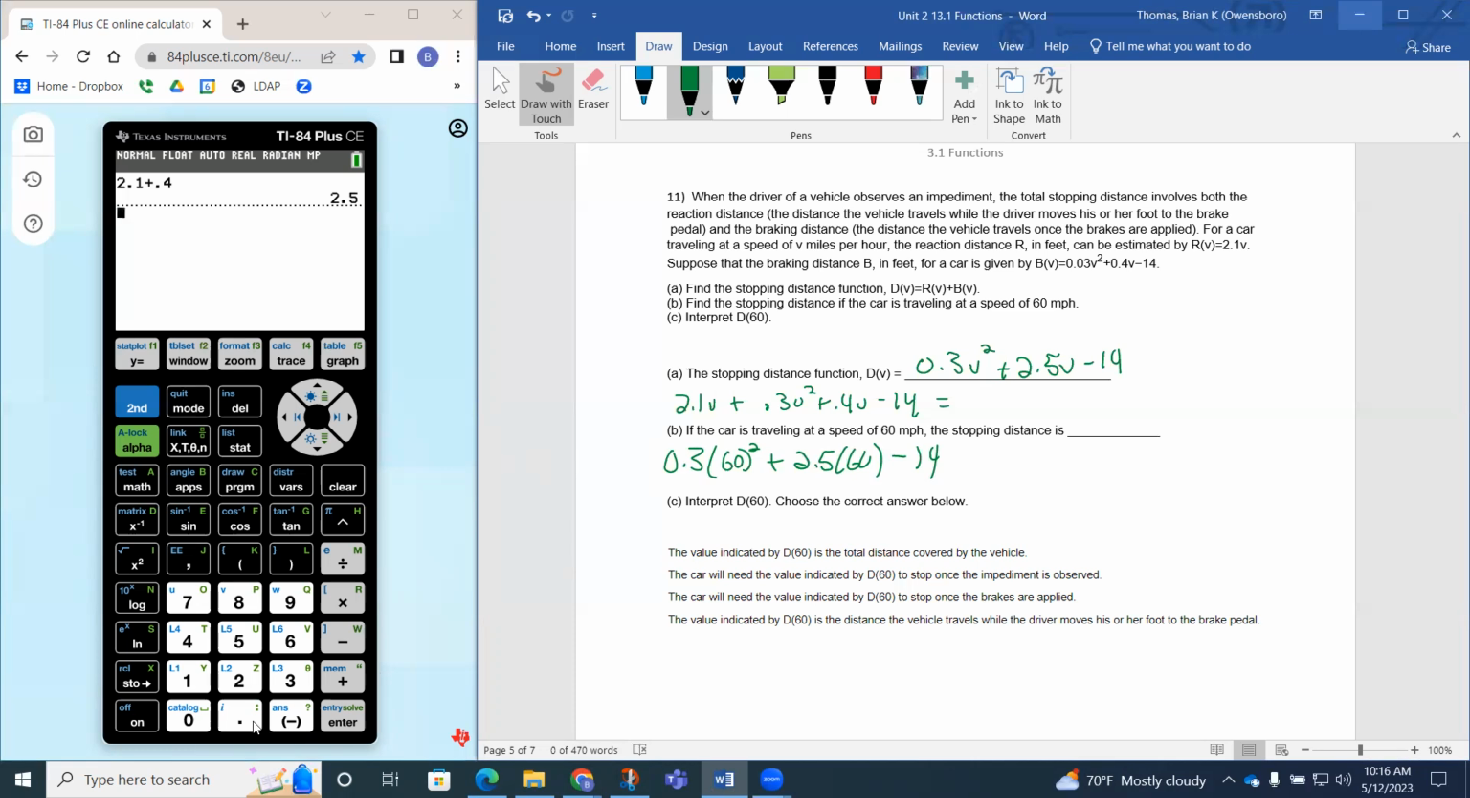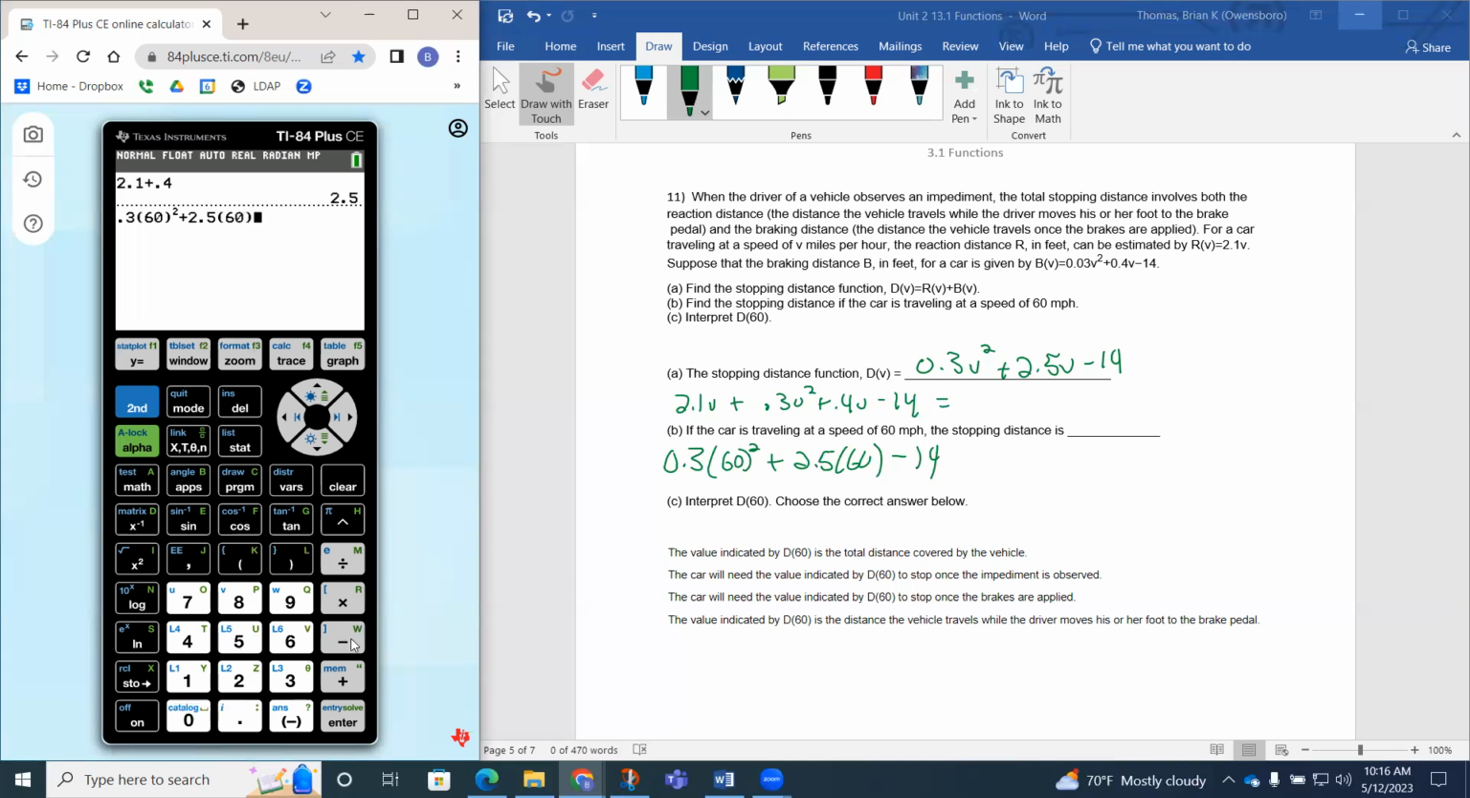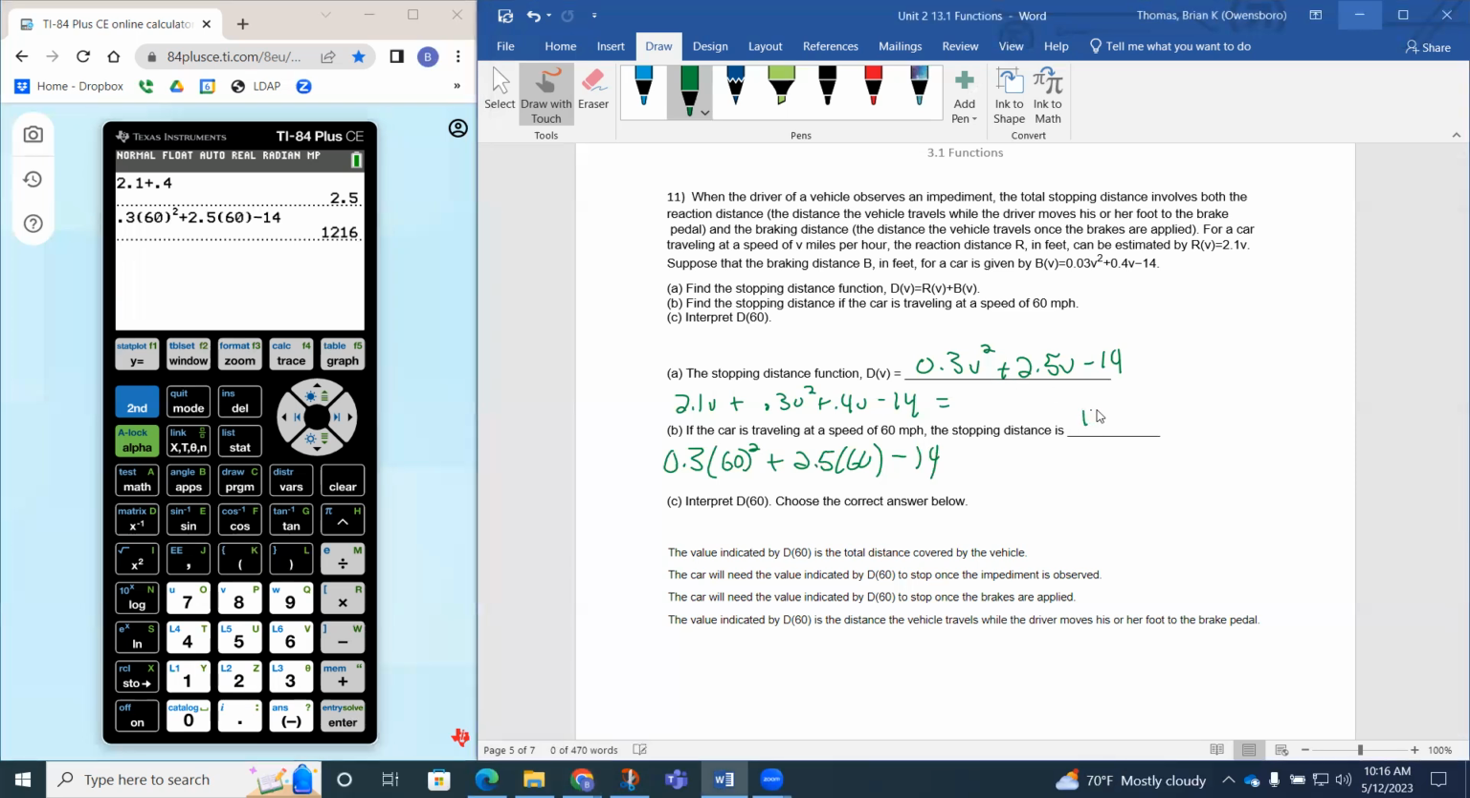If using a calculator, we have 0.03, then in parentheses the 60, and we square that, and then add the 2.5, again in parentheses, put another 60 there, and then subtract the 14. So notice this graphing calculator does come in handy for problems like this. So we get 1,216, and this distance is going to be in feet. So it's going to be our stopping distance.